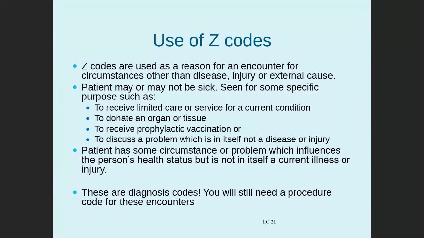Another reason that people may be seen using a Z code: the patient has some circumstance or problem which influences the person's health status but is not in and of itself a current illness or injury. This might be that the patient is homeless or illiterate. This will impact their health care. If they're homeless, they don't have a safe place to recover. If they're illiterate or have problems reading, then they might not be able to read the instructions on taking their medications or for follow-up care, home care for a wound.